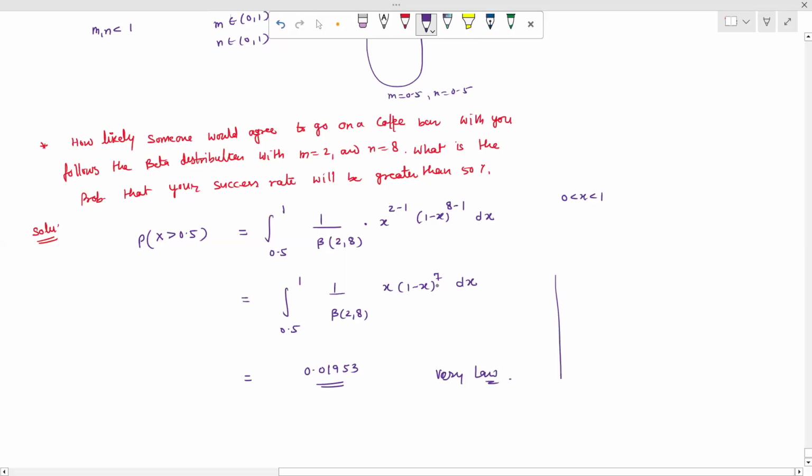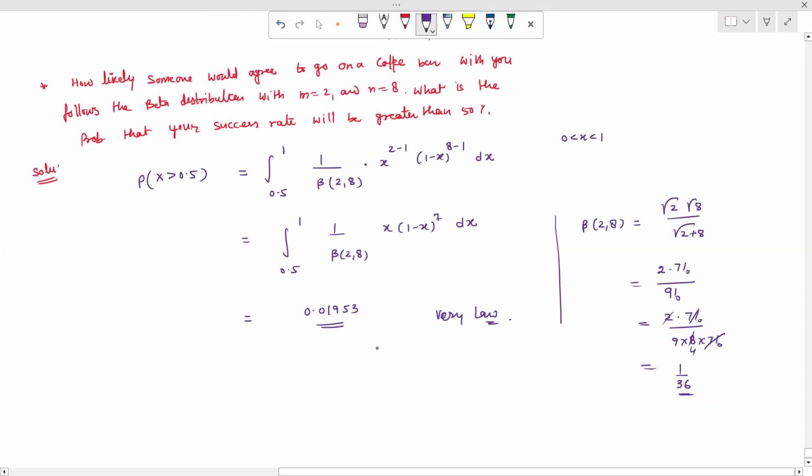So how to calculate the value of beta(2, 8)? When we calculate the value of beta(2, 8), we use the relation between beta and gamma: gamma 2 times gamma 8 upon gamma of 2 plus 8. Gamma 2 value is 1, gamma 8 value is factorial 7, upon gamma 10. Gamma 10 value is factorial 9. So this can be written as 2 into factorial 7 over 9 into 8 into factorial 7. Factorial 7 cancels, and 2 for the 8 gives 4, 4 times 9 is 36. So 1 upon 36 is the value of beta(2, 8).